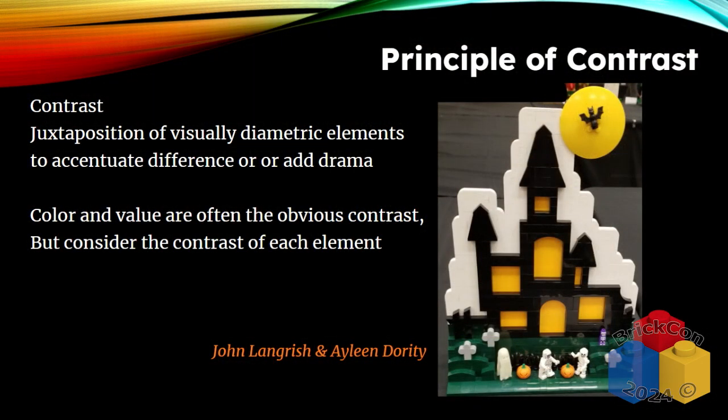So in this image by John and Aileen, there's a nice amount of contrast happening here. Obviously, the yellow windows on a black background of a silhouette of a house on a white background of clouds. Those color contrasts are very easy for us to remember and think about. But there's other contrasts happening here too.